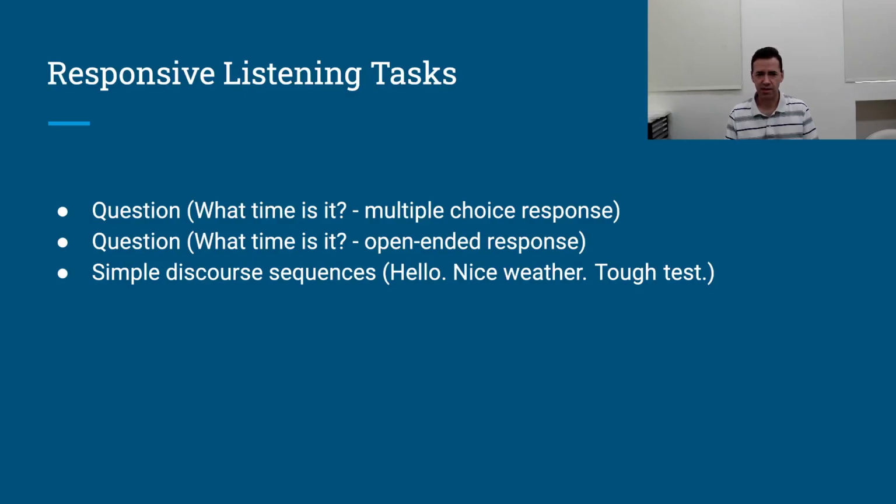So again, these are listen for specific information, remember? So the question will be, what time is it? And it's a multiple choice response. So they listen to something, oh, today it is Saturday and it is 1:30 p.m. The students hear a simple sentence like that, and then the question asks, what time is it? And they circle. Or it could be an open-ended response that they have to write down. And it could be simple discourse sequences like hello, nice weather, things like that.